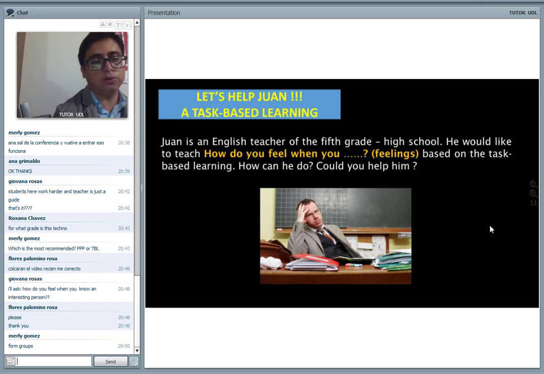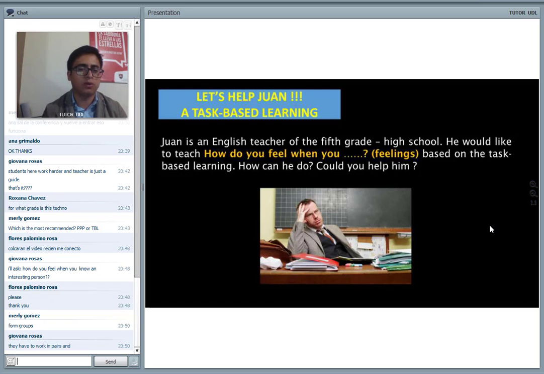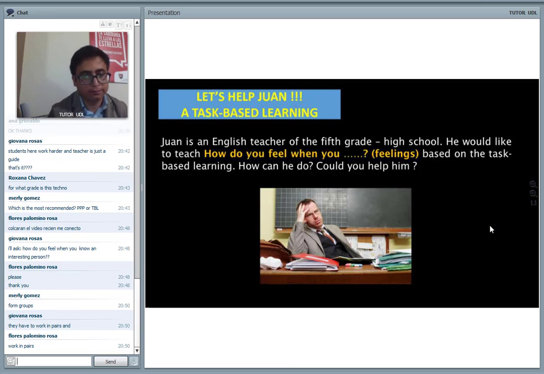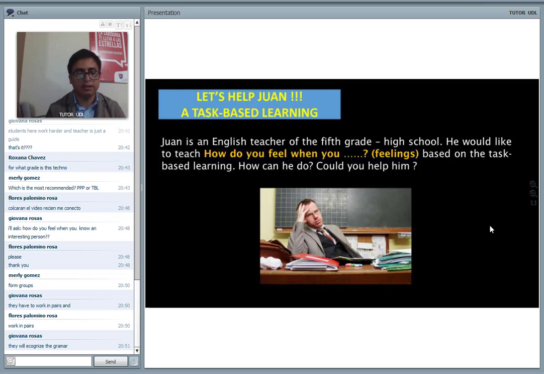Okay, you can make them form groups, as you said. Okay, what kind of materials can you give them? Okay, maybe they have to work in pairs and what? Working in pairs or in groups, according to the amount of students you have in the classroom, right? Okay, but what do they have to do in pairs? What kind of task? Give me the activity.